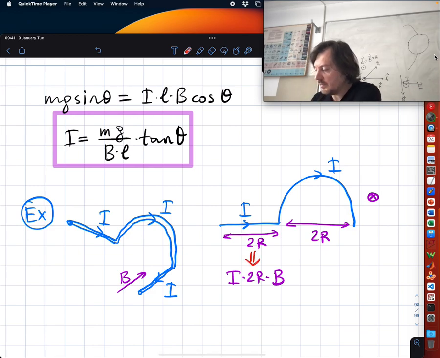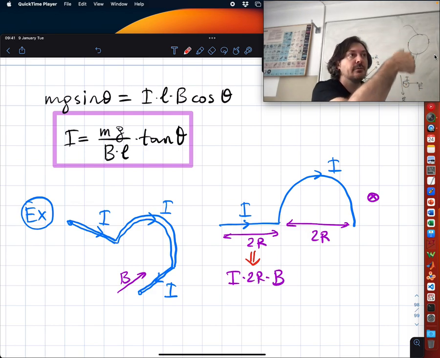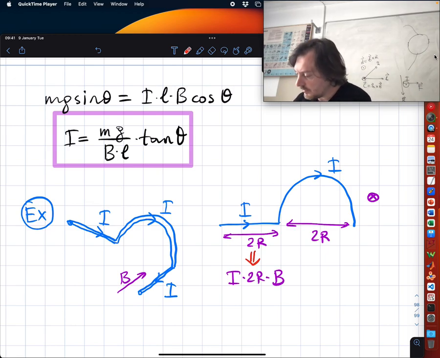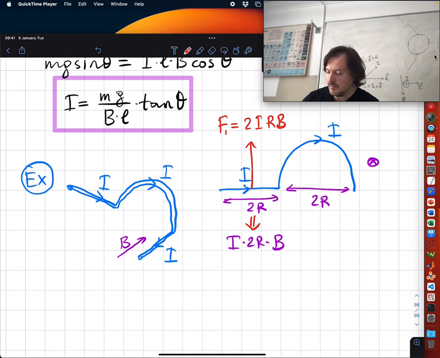You are saying that the direction is up and you find it by, right, I goes like this, B goes like this, thumb points up. Yes? So this is the force. Let's call it F1: 2IRB. How about F2, because of the rest?